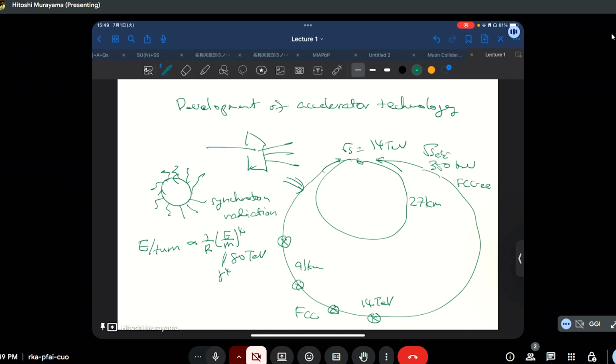So that is a huge power consumption people are talking about, reaching more than 300 megawatts of electrical power. And that is especially a concern these days for environmentally conscious citizens. So that's why the e+e- machine in a circular tunnel is really reaching the limit. The FCC-ee is probably the last one we can ever think about.